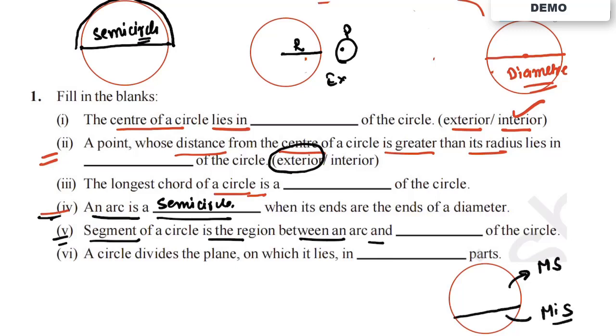What it is asking: a segment of a circle is the region between an arc. So here is the arc, and what is it called? Chord. So what is the answer of the fifth question? The chord.